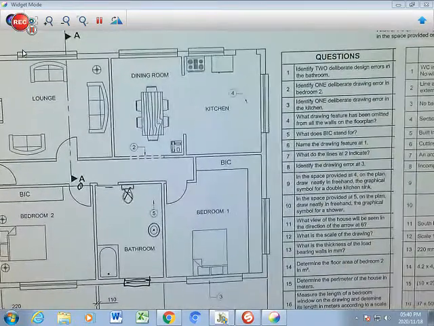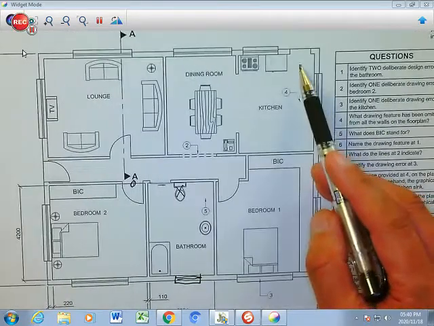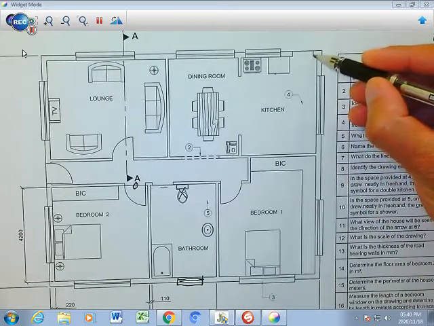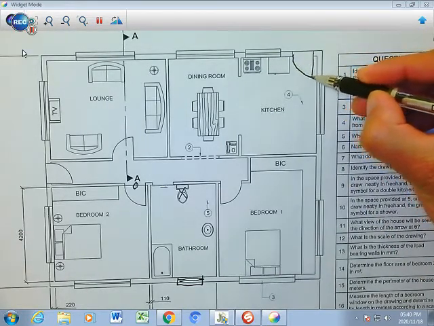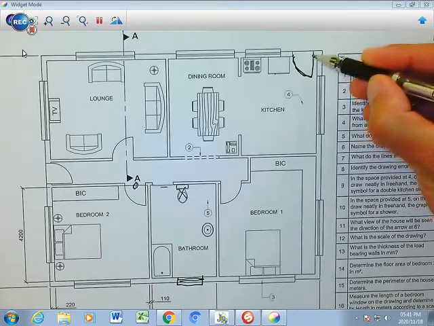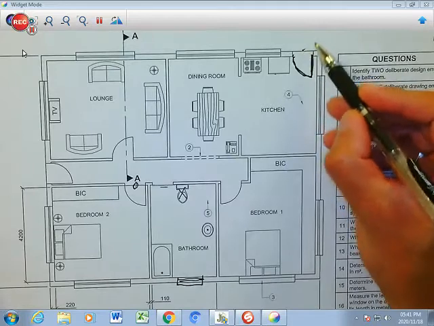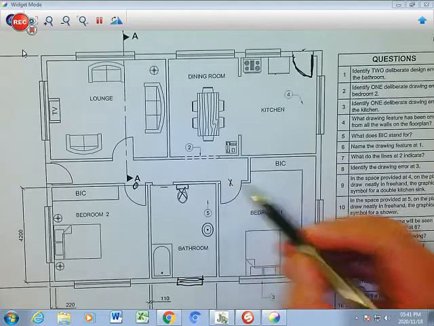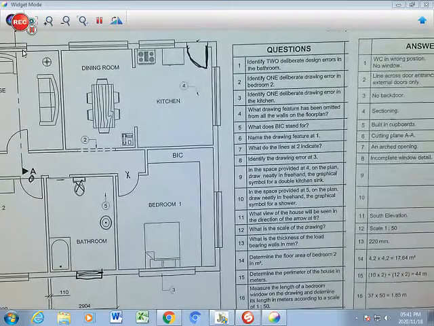Okay, question number 3. Identify 1 deliberate drawing error in the kitchen. And we're coming back to this one here. The windows are there, but there's a door that must come in here, the door swing actually, and the door itself. So that thick line there represents the door. There is the outline for the external door, no lines in here for the internal door. Just keep that in mind. And then we go back to our question.